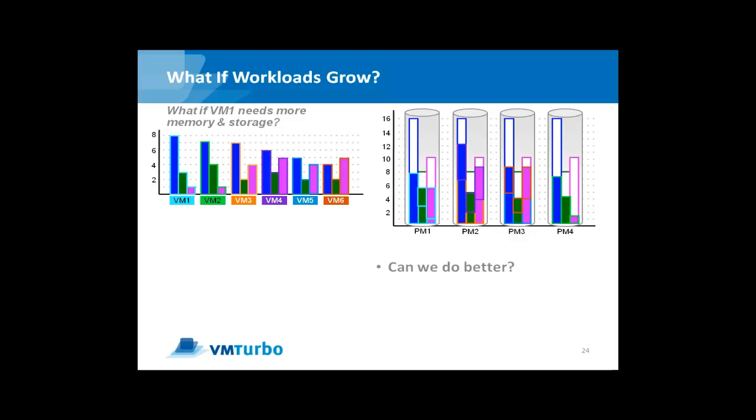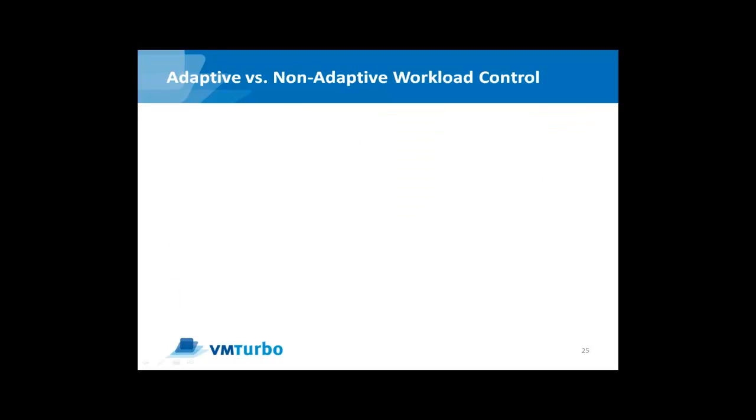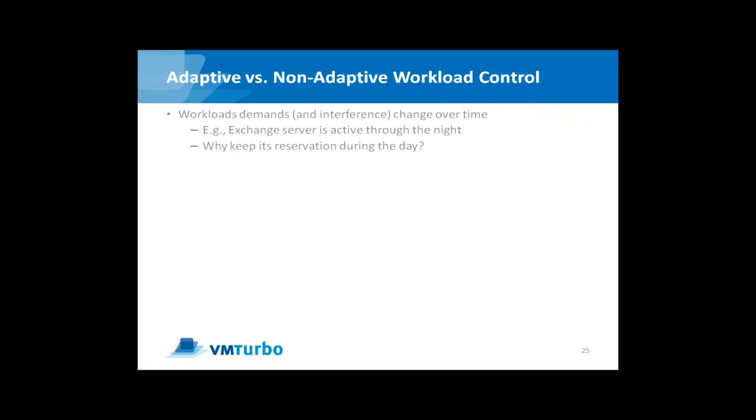But the question is, can we do better? It turns out that by looking holistically at all the constraints and workload requirements, you can pack much more efficiently, from 4 to 3. And so this is the idea of adaptive control versus set-and-forget or incremental ad hoc workload placement.